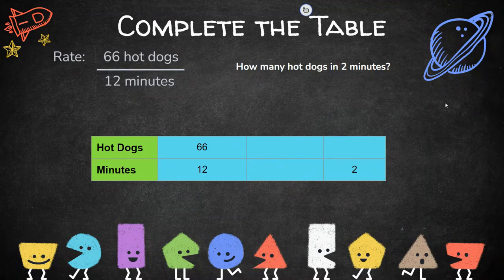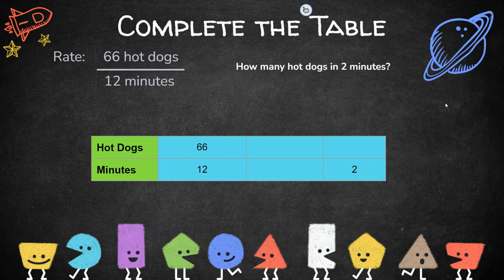All right. I need you to write down 66 hot dogs over 12 minutes. And you need to copy my chart. 66 hot dogs in 12 minutes. And then copy the chart down and put the numbers that are there. Okay? And this is a rate for a hot dog eating competition.